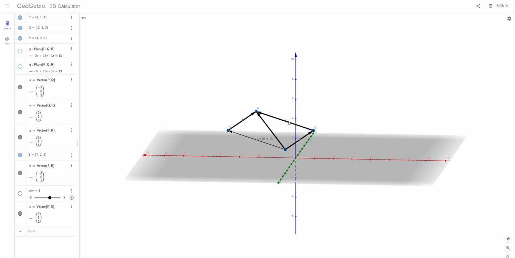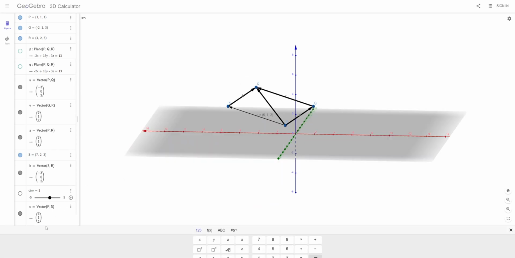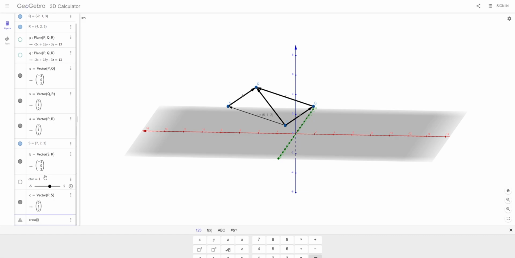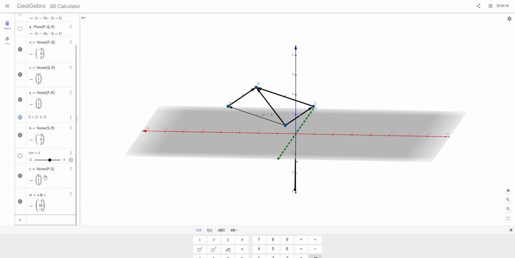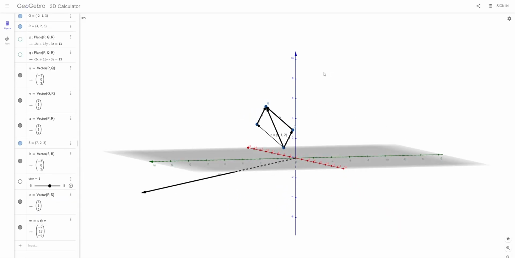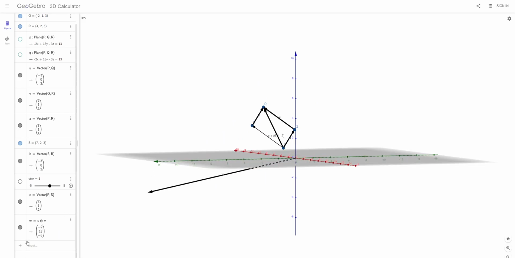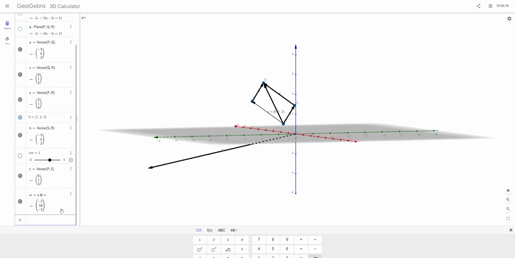So if I do PQ cross QR, let me do cross... what's my PQ called again? PQ is U, and V is my QR. If I do the cross product of those two, the magnitude of that vector, W, so mag. Can I do magnitude?